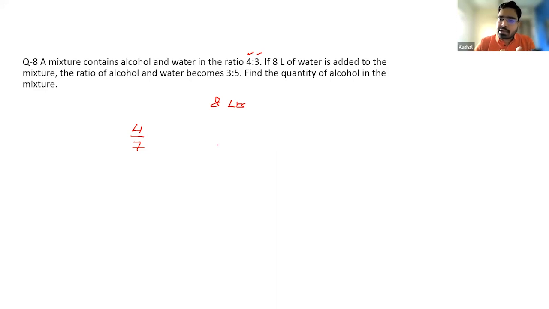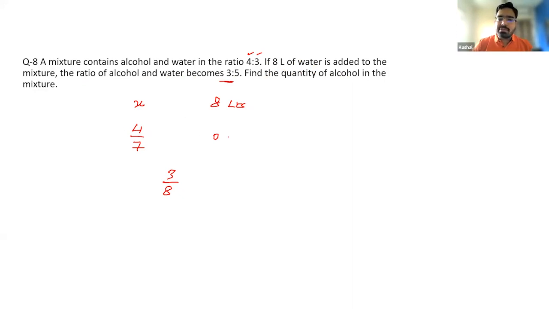8 liters of water will have what strength of alcohol in it? 0 parts of alcohol, right? If 0 parts of alcohol, 0 will be the strength of alcohol in pure water, right? So 8 liters of water is added to the mixture. The ratio of alcohol and water becomes 3:5. So this should be 3/8 as the alcohol strength. Find the quantity of alcohol in the mixture. You have to find out the total quantity of alcohol in the final mixture that you are getting, right?